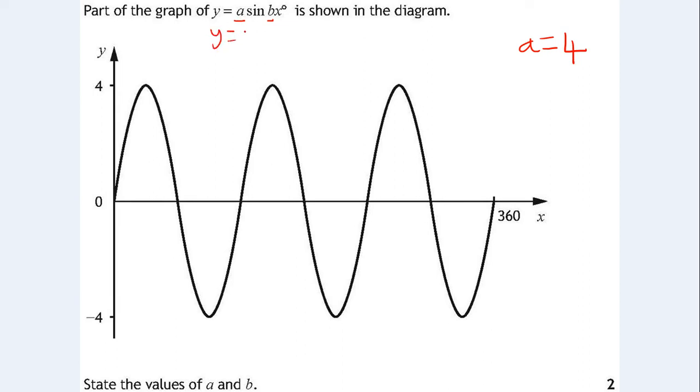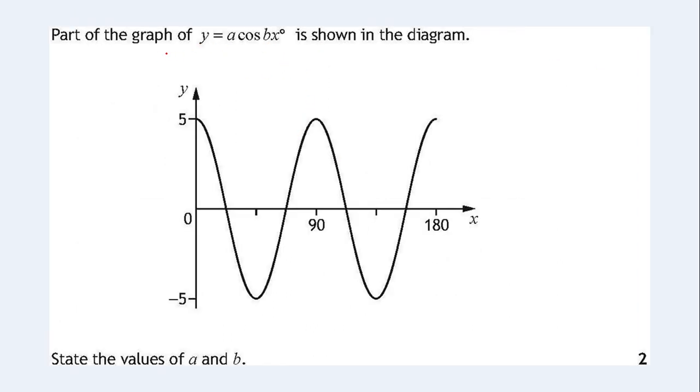This is the graph y equals 4 sine of something x. Now this something is the frequency. How many times does it repeat in a 360-degree period? Well, it goes once, twice, 3 times. So this is a sketch of y equals 4 sine 3 of x. Again, we needed to know where to find amplitude and where to find frequency. So it's about learning those definitions.